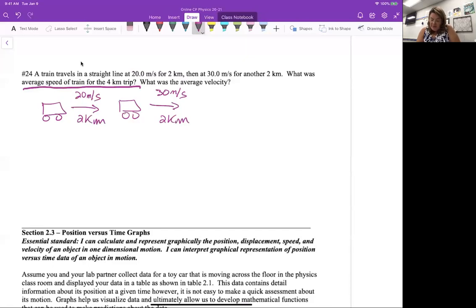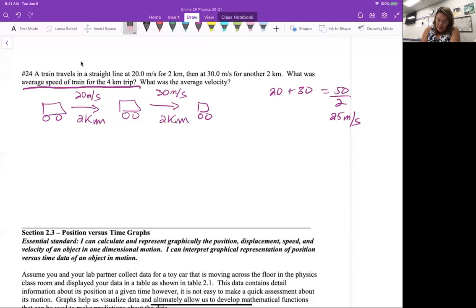Now, most people would probably say, well, he's traveling at 20, then he was going at 30, that equals 50, and then I'm gonna take that, divide by 2, and that would give me 25 meters per second. And that would be incorrect. And the reason why is because the amount of time that he spent at 20 meters per second and the amount of time that he spent at 30 meters per second is different. He completed that 2 kilometers at 30 meters per second in a shorter period of time because he was traveling faster.